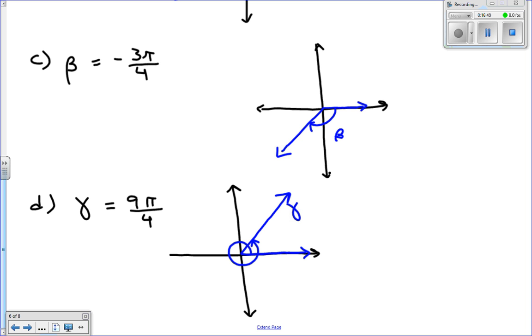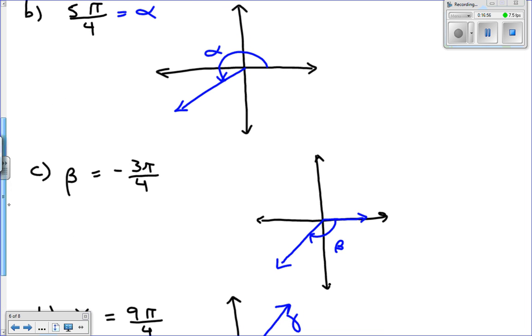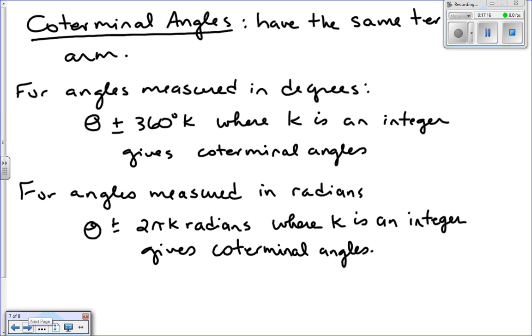If you look at examples C and B, notice that they both ended at the same spot. Okay, the 5 pi over 4 ended up halfway between the negative x and y axes, and the negative 3 pi over 4 ended up in exactly the same spot. These are called coterminal angles. They have the same terminal arm on both angles.